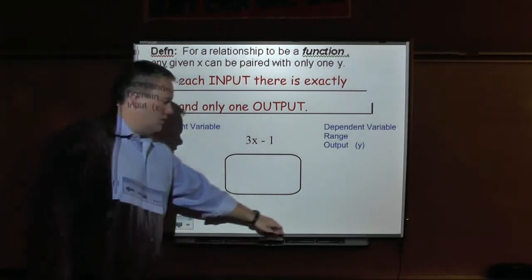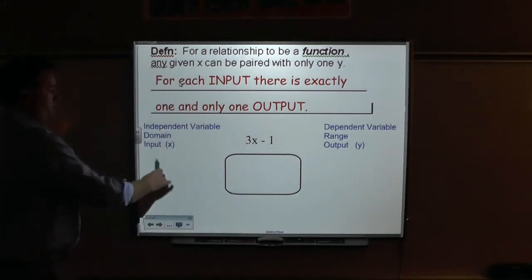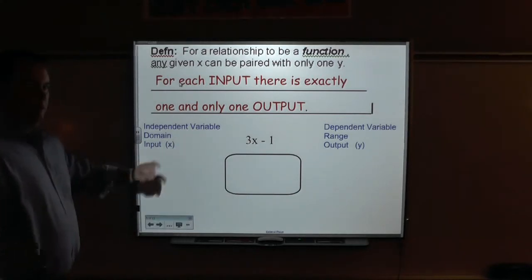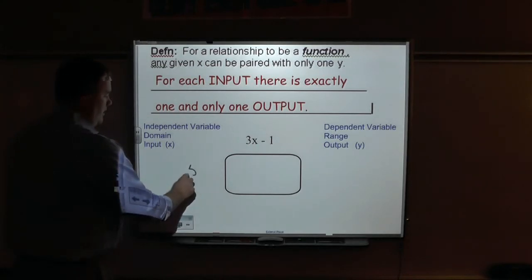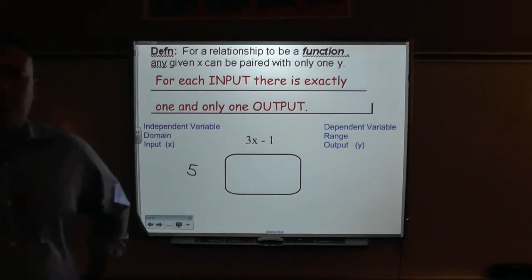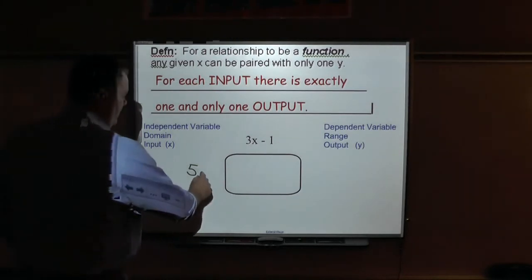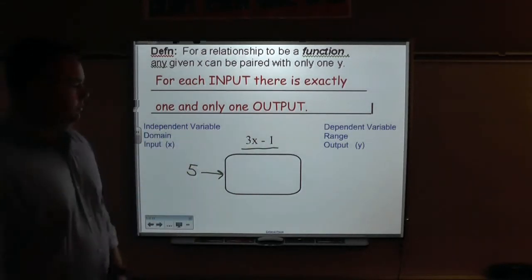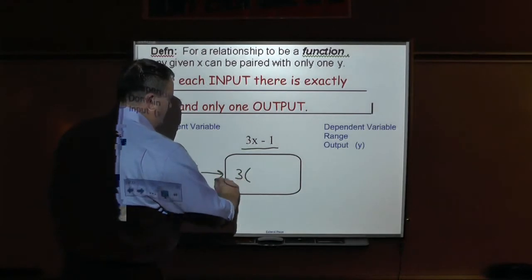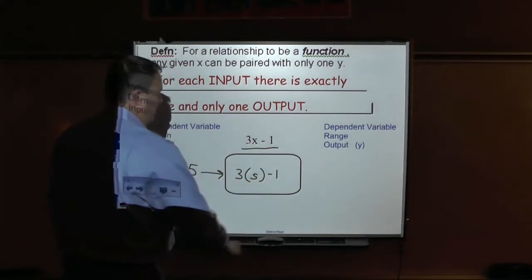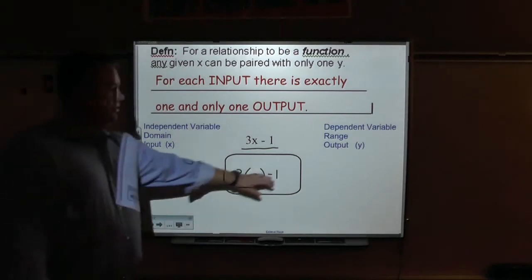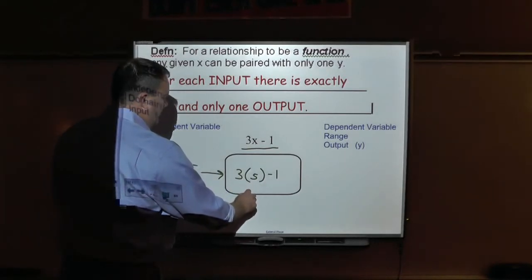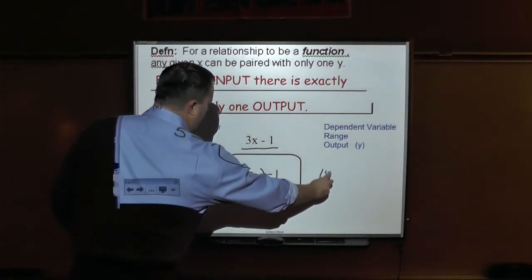So, how a function works is like this. You start off with what you need to know first: your domain, your input, your x value, your independent variable. Let's say that we give a value to your input of 5. If you take that 5 and you input that into this function, in this case, our function is 3x minus 1, we would write 3 times the input, which is now 5, minus 1. When you do that, you're going to get exactly one output. And that output, 3 times 5 is 15, minus 1, which is 14.